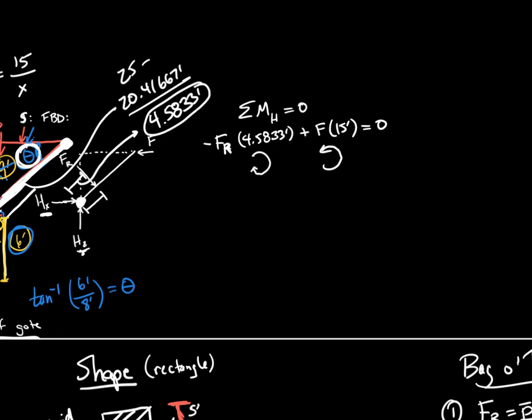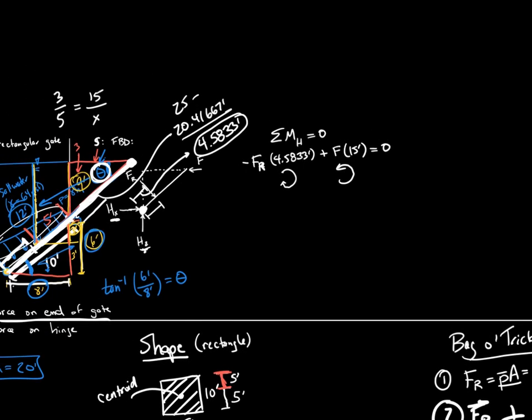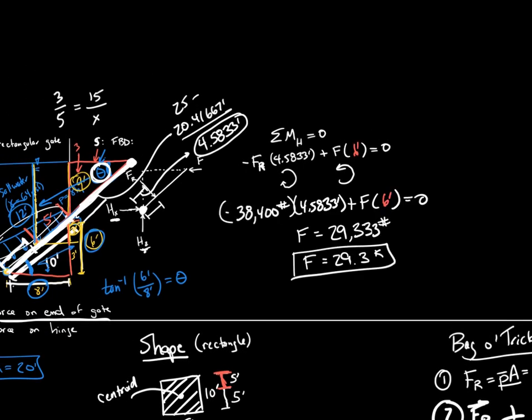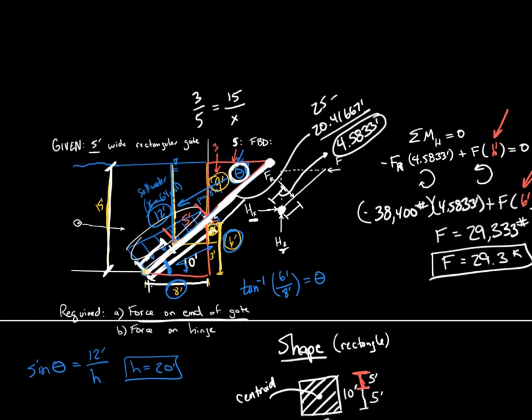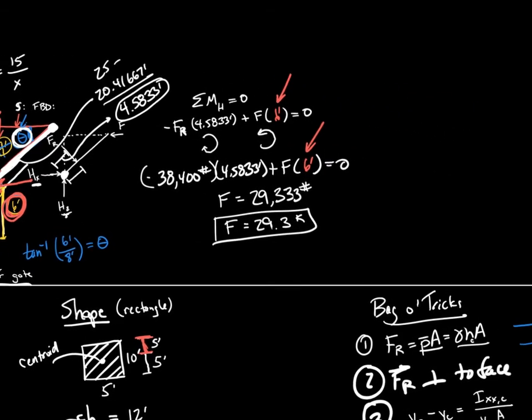If I plug in numbers, we can solve this. The solution ends up being 29.3 kips, but I made an error right here. That should have been 6 feet. If we go back to our free body diagram, it was actually given in the problem that it was 6 feet to the top of this gate. So that was the vertical distance. So that's how you solve it.